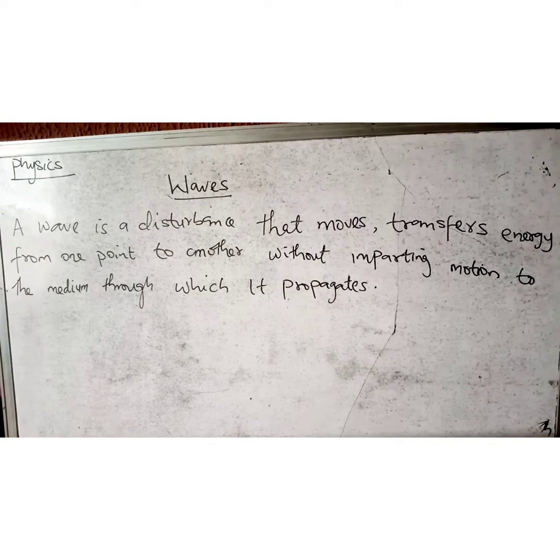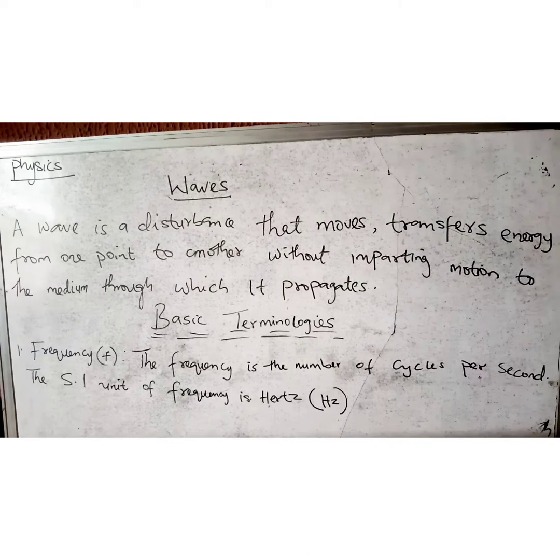We have some basic terms that we use in describing a wave. These terms are frequency, amplitude, period, wavelength, and wave speed. We're going to be defining these terms one by one. The first one is frequency, as in F.